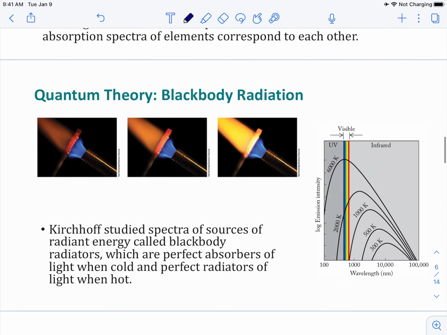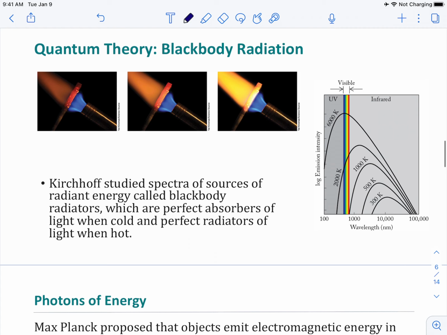All right, so this is something that's a little bit advanced and beyond this course, but we need to introduce the idea here. It's something called the ultraviolet catastrophe. Basically, a particular scientist studied the spectra of sources of radiant energy called black body radiators, which are perfect absorbers of light when cold and perfect radiators of light when hot.